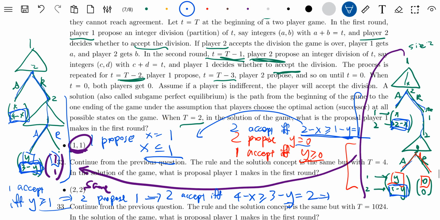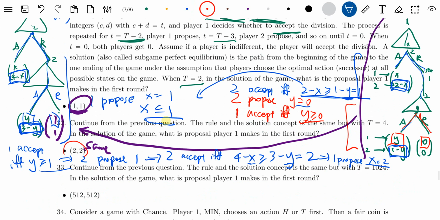So at the end, the last step is 1 would propose barely enough such that this is accepted, so x will be equal to 2. So here, if you solve this, you get x less than or equal to 2, so 1 will propose x is 2. So at the beginning, x is 2, and 4 minus 2 is 2. So 2 and 2. That's the answer here, 2 and 2.